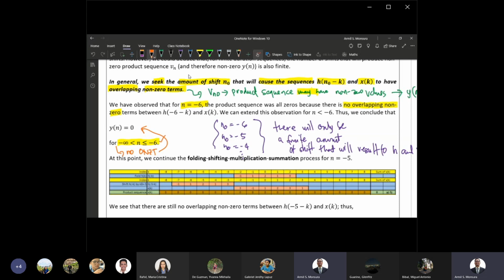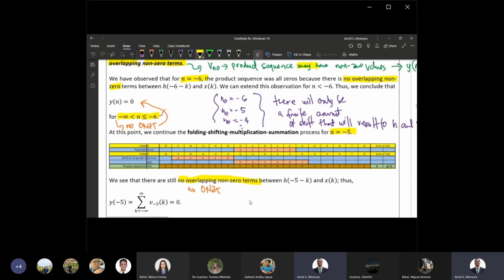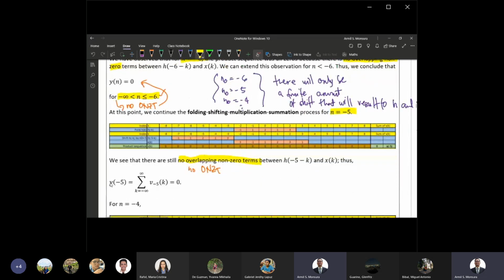Okay? So there. Now, if you continue on, actually even for n equals -5, wala pa rin kayong makikitang overlapping terms. There is still no overlapping non-zero terms. Ayan. So kung wala pa rin siyang overlapping non-zero terms, that would mean that the sample value or the output sequence would still have a value of 0.